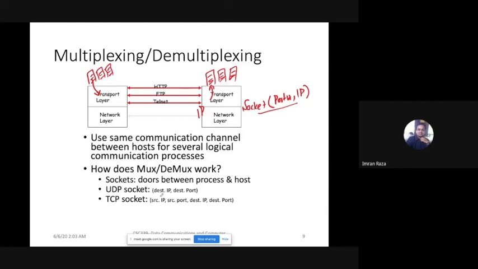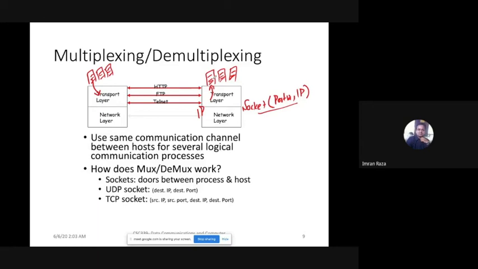So we have to identify, first of all, the source IP address, right? The source IP address, and then a source port number, and then also we need to identify the destination IP address and destination process address. What do you think? Why do we need to identify? Why do we need to have 4 entries here?